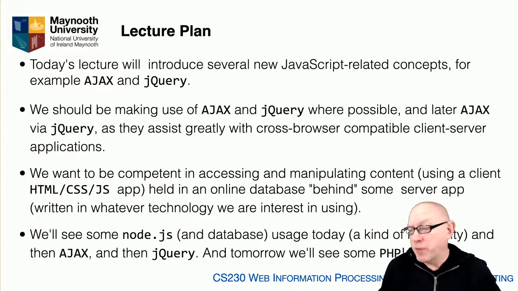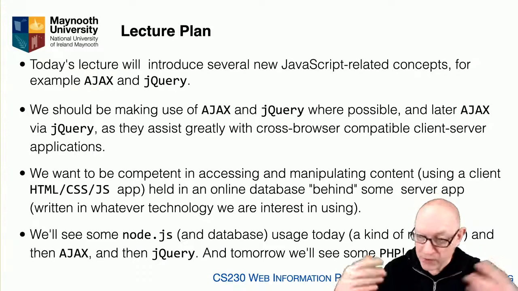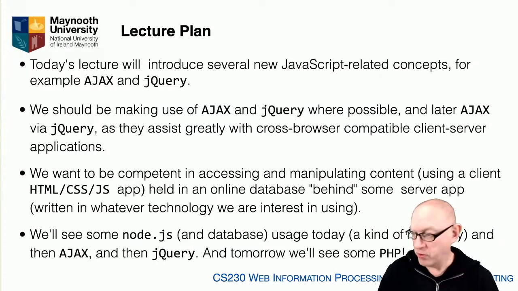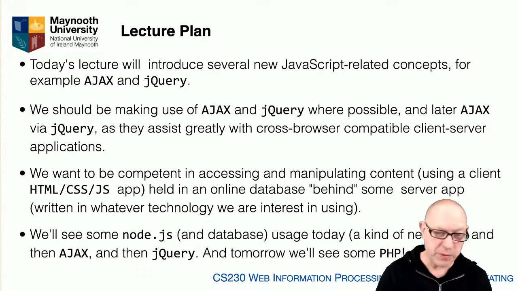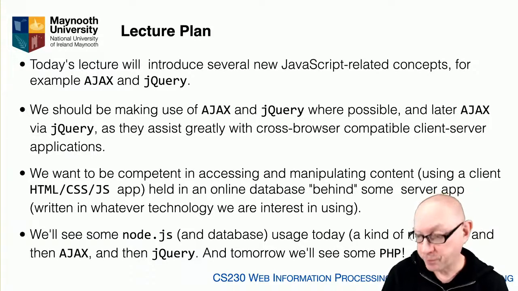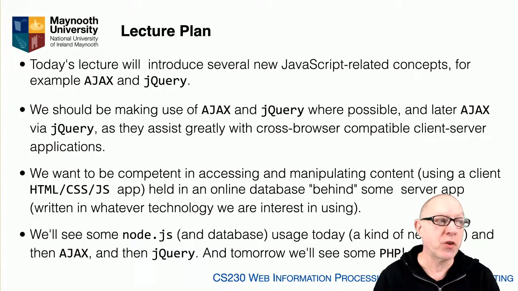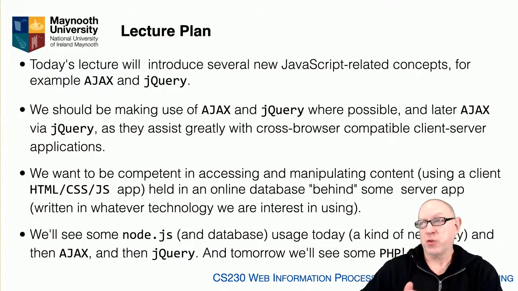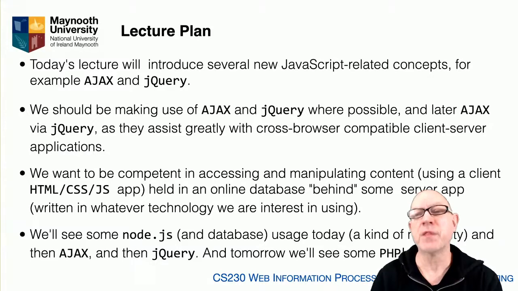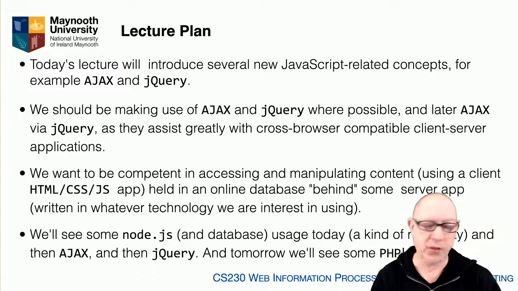So really our goal is to be competent in accessing and manipulating content using a client that would be an HTML, CSS, and JavaScript app. That will be held in an online database behind some server app that's written in whatever technology you're interested in using. It could be written in PHP, it could be written in Python, Java, it doesn't matter. It's fine. And the idea is that we want to gate that content behind some web server and access it over HTTP. So instead of just serving pages, we're serving content that we're able to capture from within the app running on the web page, and then manipulate it and display it.